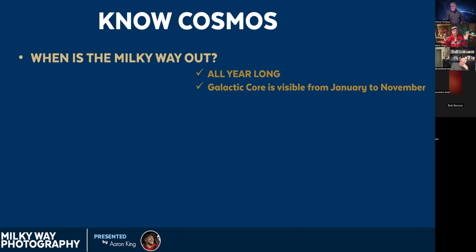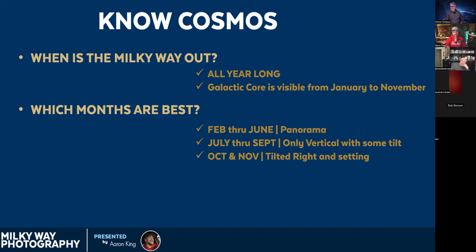So then it comes down to, okay, I know I can see the Milky Way, but there's another factor you have to consider if you want the Milky Way to be good. And those months that are best, I just talked about them, but I should emphasize these real quick. February through June for us Northern Hemisphere people is panorama months, just panorama season, nail your panoramas.